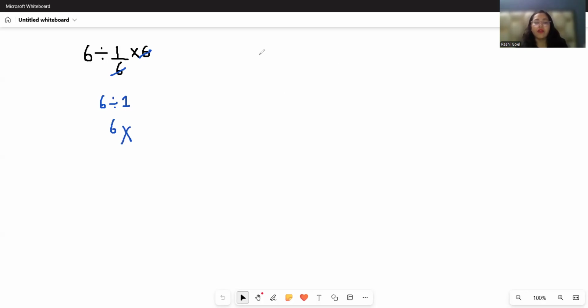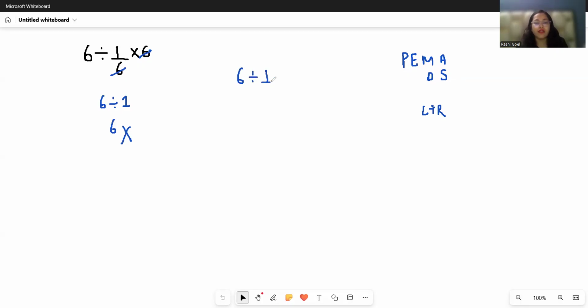Because when you are given multiple signs like division and multiplication, then you have to follow the PEMDAS rule, which says that first you have to solve parentheses, then exponents, then multiplication and division both have the same priority, but you have to solve it from left to right. Similarly, addition and subtraction have the same priority, but you have to solve it from left to right.